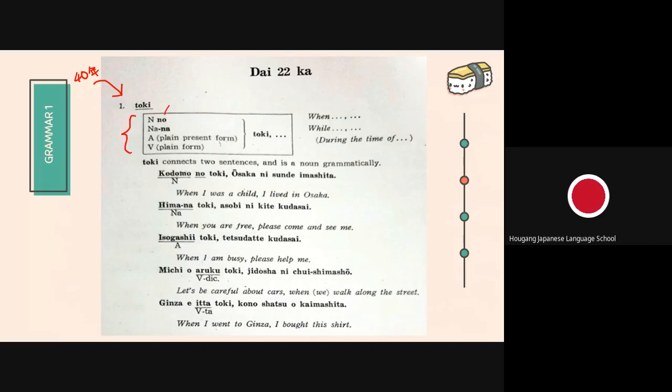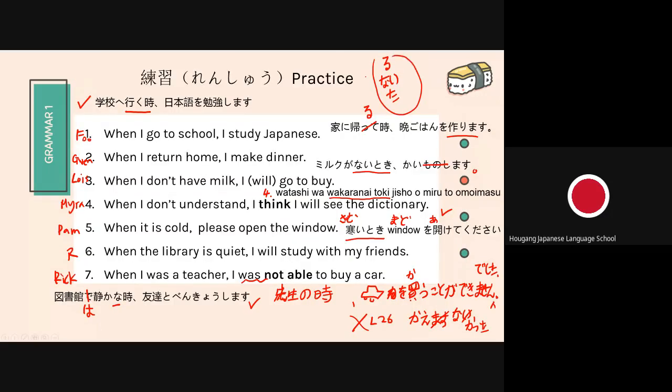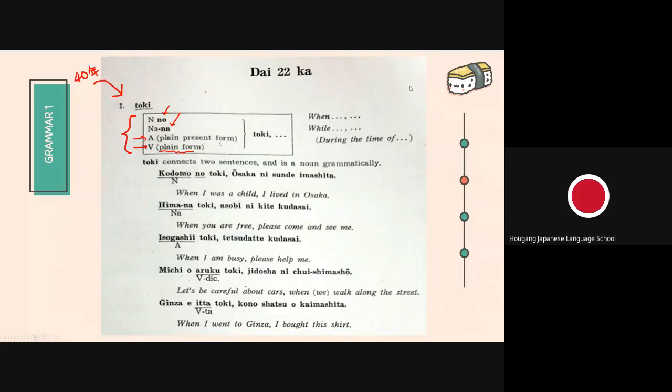Now please use no for nouns, na for na adjectives, i adjectives just use normally, verb use plain form. Okay, plain form, as I mentioned, consists of these three forms. And of course the nakatta, which is the past tense, which I think is the same. Okay? And it's when, it's while, and just now before that, your notes said right before, right after, yes. Because if I say when you eat, wash your hands, you should know there is a before and after. So we need to think about it.